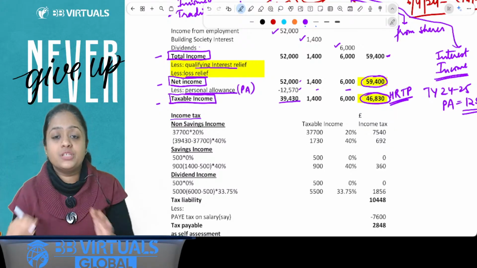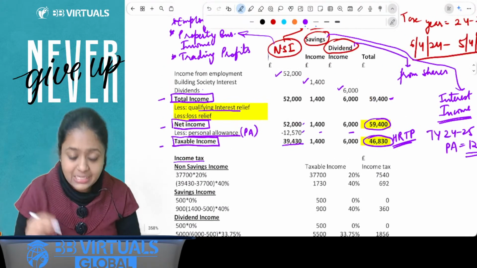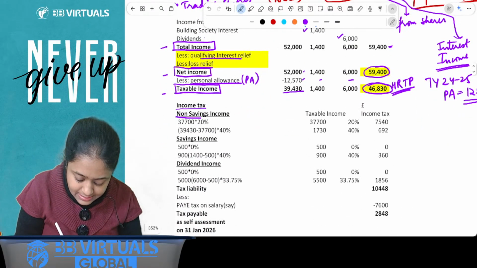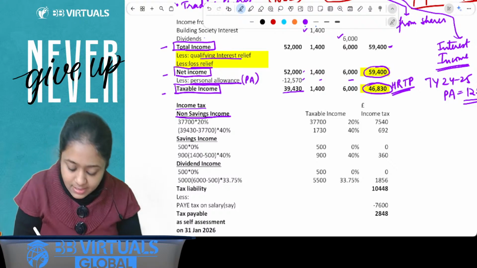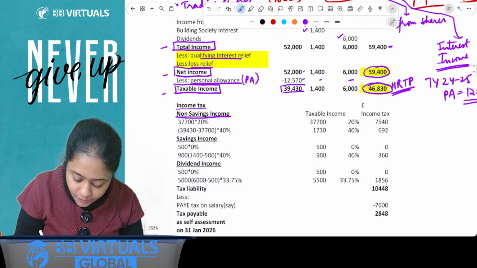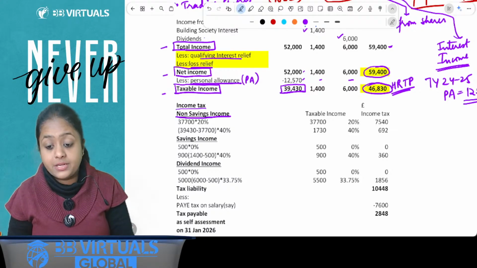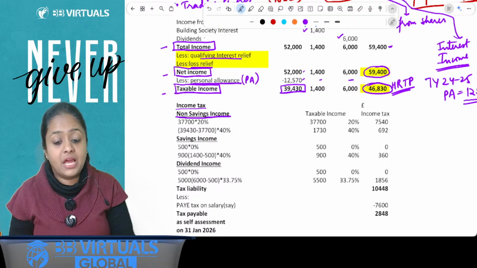First, you will take the first category, NSI. So write down here non-savings income. What is the taxable income? 39,430. Is this within the basic rate band? No, it has exceeded it because it is going beyond 37,700.